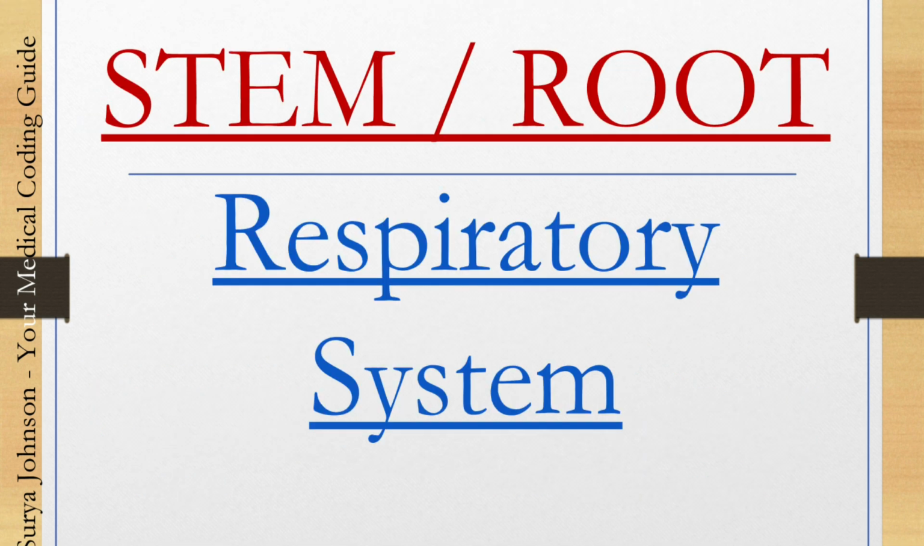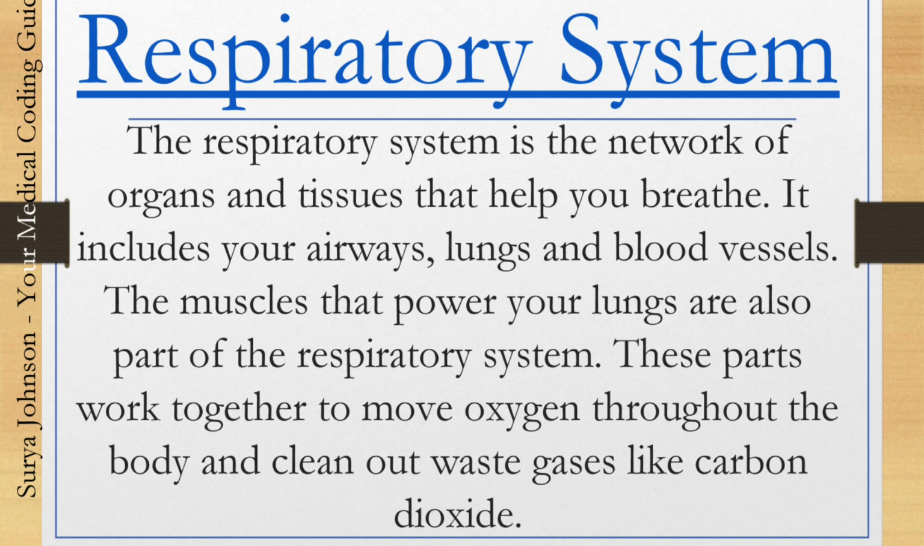What's the respiratory system? The respiratory system is a network of organs and tissues that help you breathe. It includes your airways, lungs, and blood vessels. The muscles that power your lungs are also part of the respiratory system. These parts work together to move oxygen throughout the body and clean out waste gases like carbon dioxide.